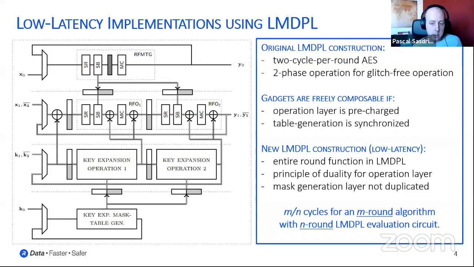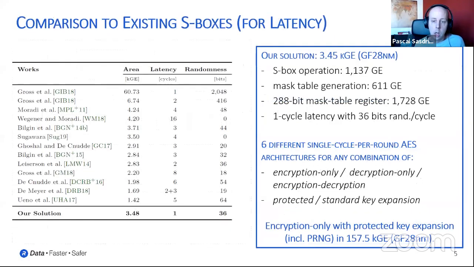So generalizing this approach, we can actually evaluate any M-round algorithm in M by N cycles just by constructing and duplicating an N-round evaluation circuit using LMDPL gadgets. And this enabled us to build a single cycle per round AES. So applying this approach to a round-based AES architecture, the nonlinear part, which is the S-box, can be built with a single cycle latency while only consuming 36 bits of fresh randomness per round.